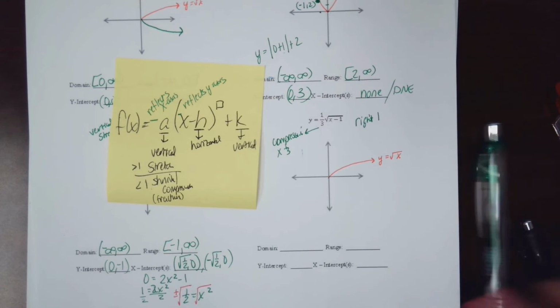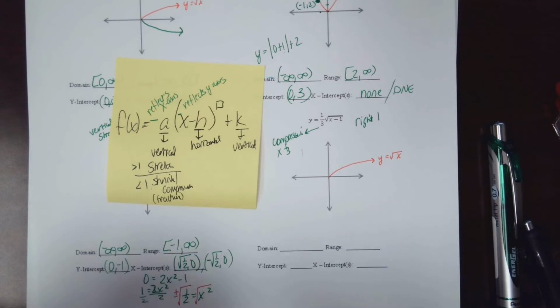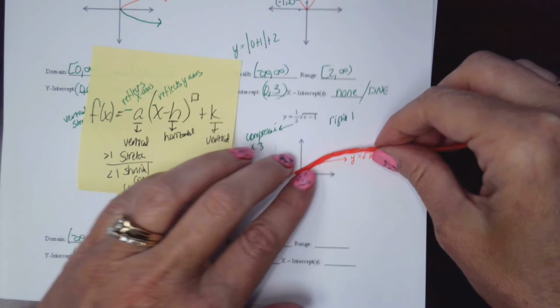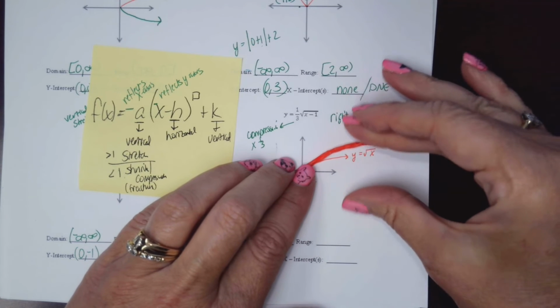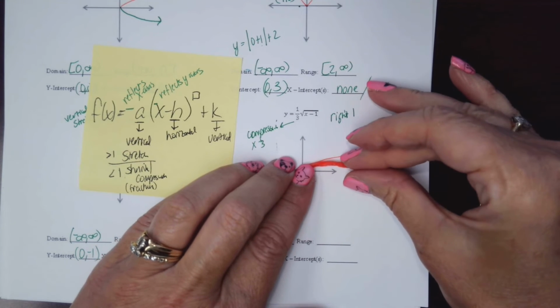Well, what's going to happen if I compress or shrink my square root? I've got this curve here, and if I smush it like this, is it going to get curvier or is it going to flatten out?